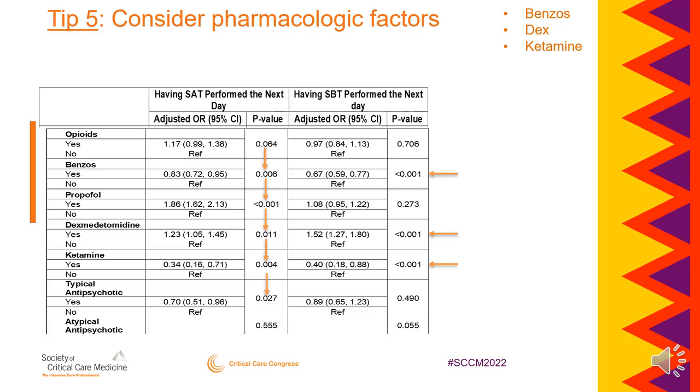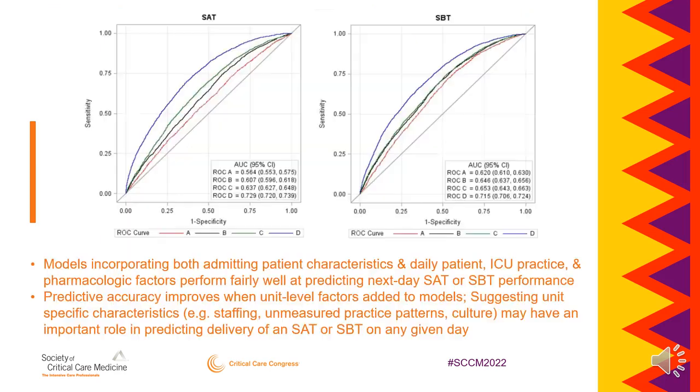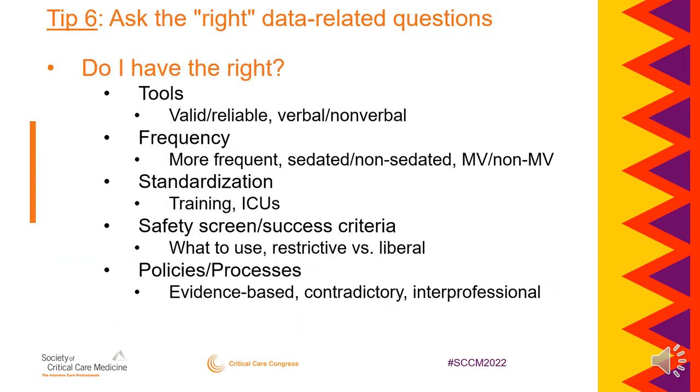Anyway, if they got benzos, less likely to get the SAT, SBT. Propofol, you see, more likely. Dex, more likely. Ketamine, less likely. I have a bias against ketamine. I don't know why, but we did find in this analysis that with ketamine, they were less likely to get both the SAT and SBT, and also with your typical antipsychotics for the SAT. So kind of neat stuff to think about in terms of other data you might want to collect.